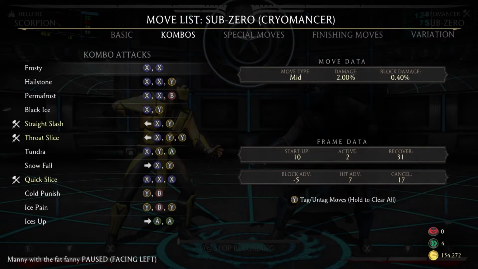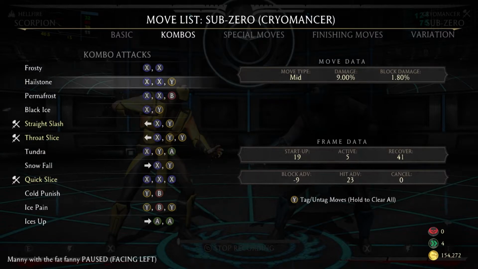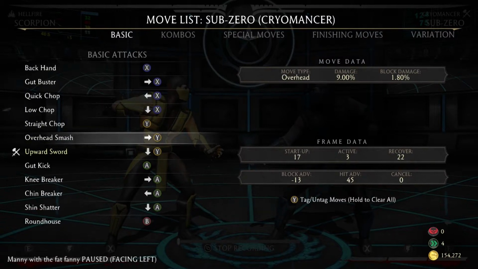So say I was going to try to do, I'm just going to give you an example, pretty wild example, but let's say Sub-Zero's like, you know what, I want to do my overhead and smack his asshole into the ground.